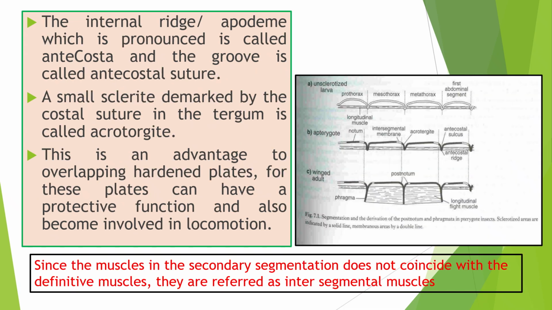During the process of segmentation, an internal ridge or apodeme is formed. That is called the antecosta, and the groove is called the antecostal suture. You can see here the antecostal suture and the antecostal ridge or antecosta. And a small sclerite which is marked by the costal suture in the tergum is called the acrotergite. You can see the acrotergite marked here, and these have the advantage of overlapping hardened plates.